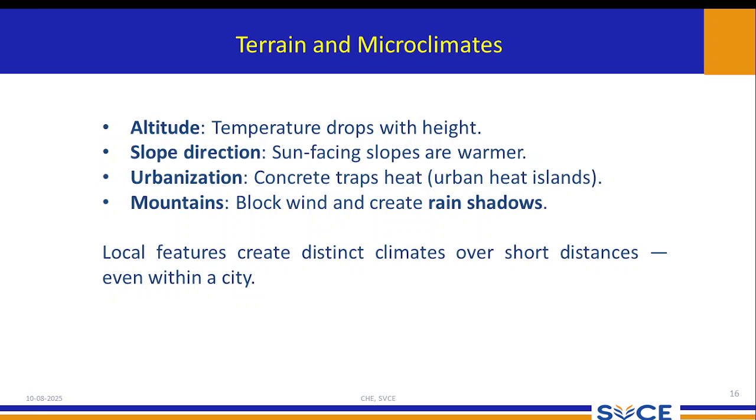And wind flow too. Local features create distinct climates over short distances, even within a city. Sometimes you might have seen that some places are rainy and some places are not, right? Have you seen that? When you travel on the road, up to a certain distance it is rainy, and after that you don't find any drop of water on the road. Local features create distinct climates over short distances, even within a city.